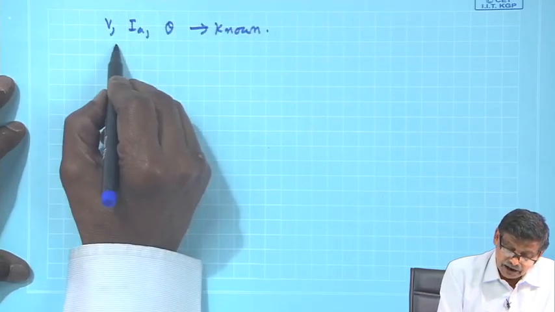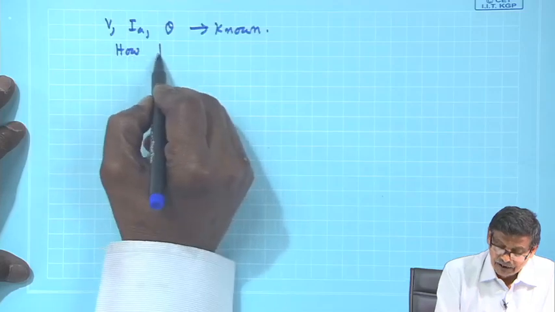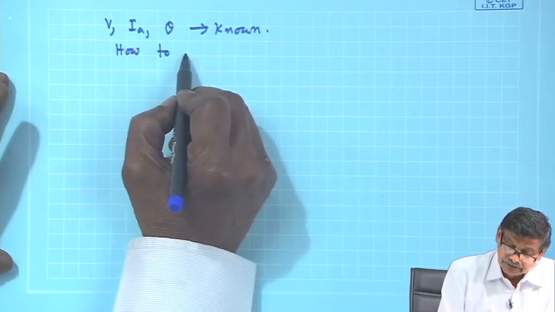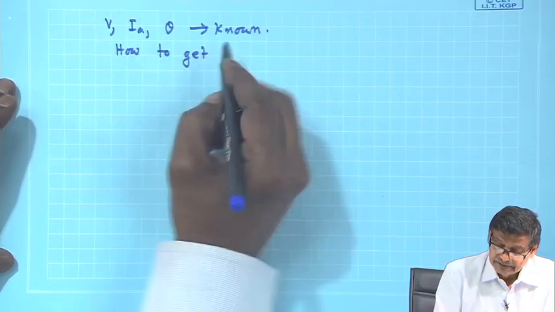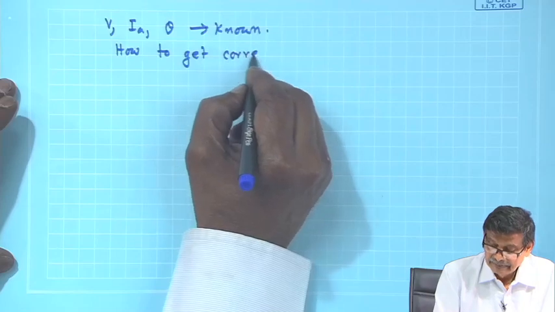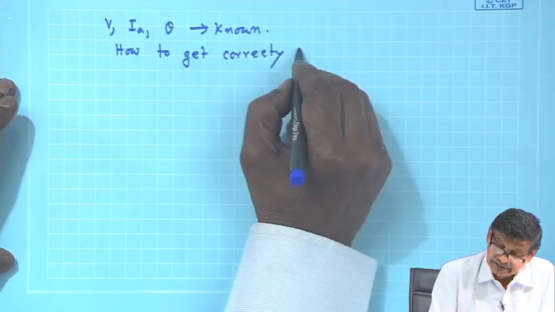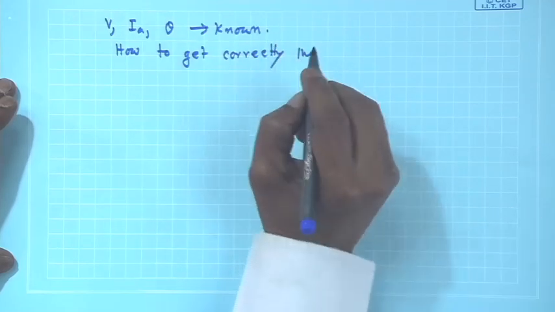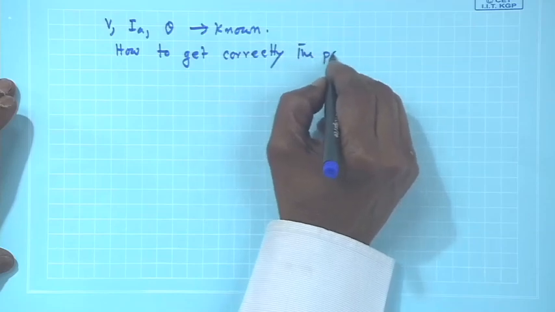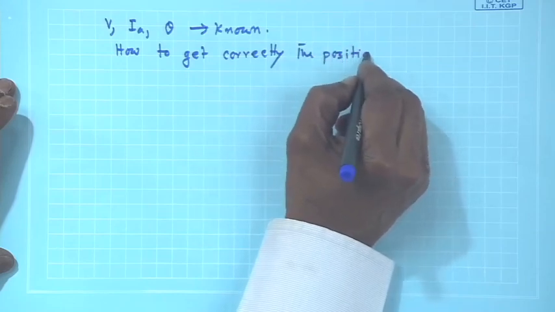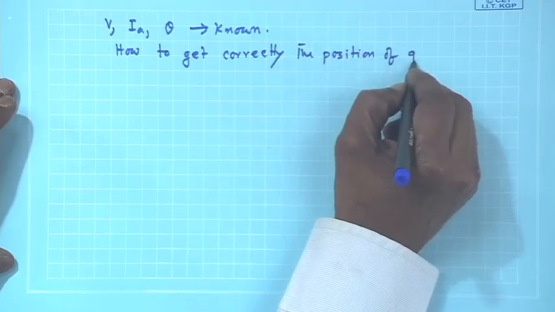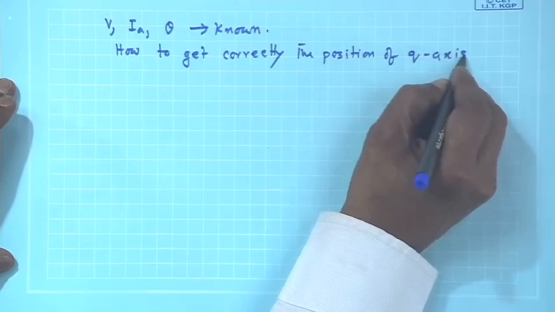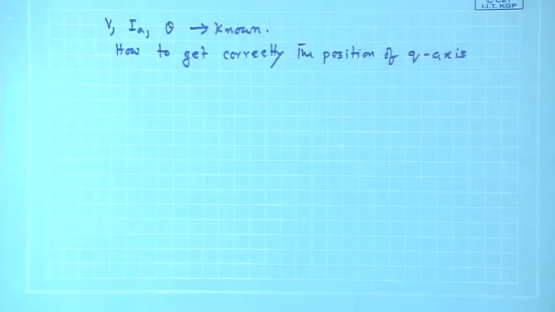The question is how to get correctly the position of, say, the q axis. Once you get the position of the q axis, the d axis position is fixed, it is at right angles to the q axis.